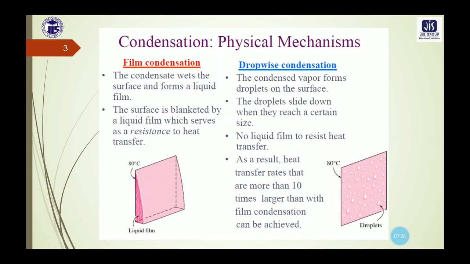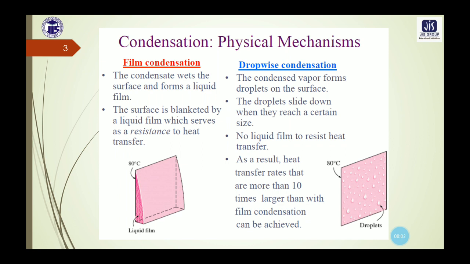As there is a liquid film above the surface in case of film condensation, that means there is a resistance to the heat transfer, but in case of dropwise condensation, there is no liquid film. We can see there are some droplets above the surface, and that's why there is no resistance to heat transfer, and due to that the heat transfer rates are 10 times larger than film condensation. So these are the differences between film and dropwise condensation.